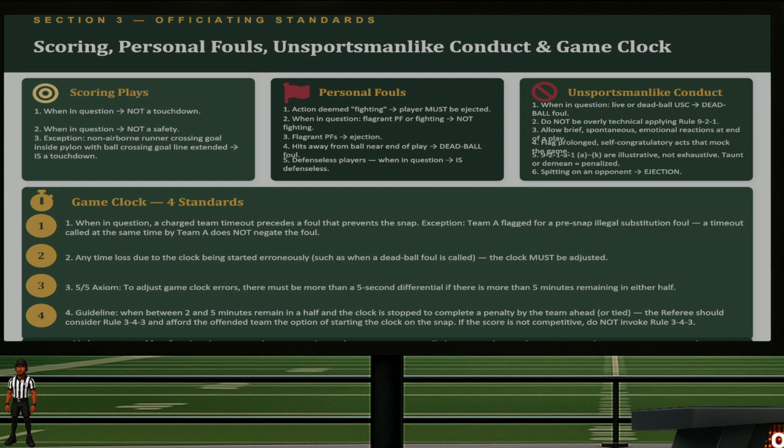Standard 4, as a guideline, when there is between 2 and 5 minutes remaining in a half, and the clock is stopped to complete a penalty by the team ahead in the score, or the score is tied, the referee should consider invoking Rule 3-4-3 and afford the offended team the option of starting the game clock on the snap. If the score of the game is not competitive, the referee should not invoke Rule 3-4-3 in this situation.